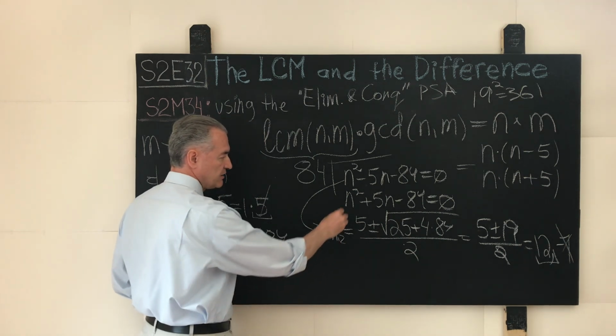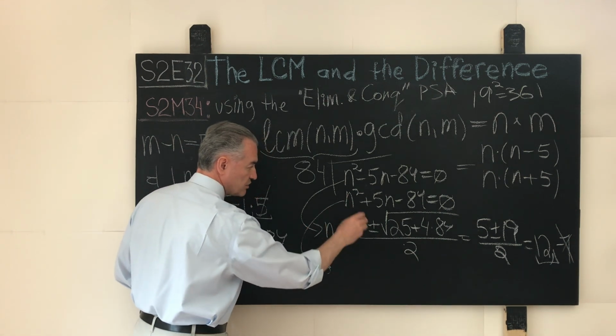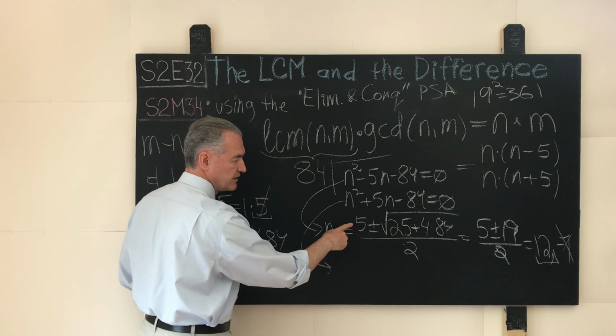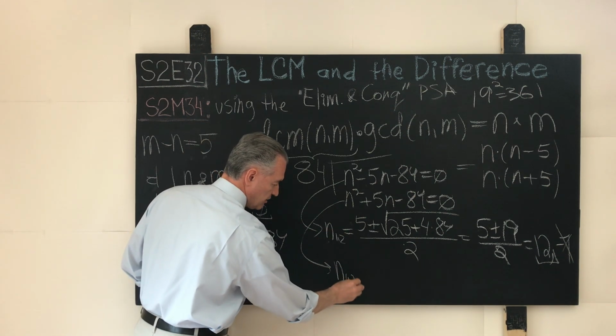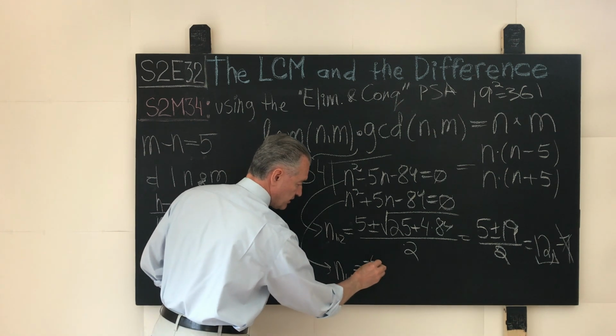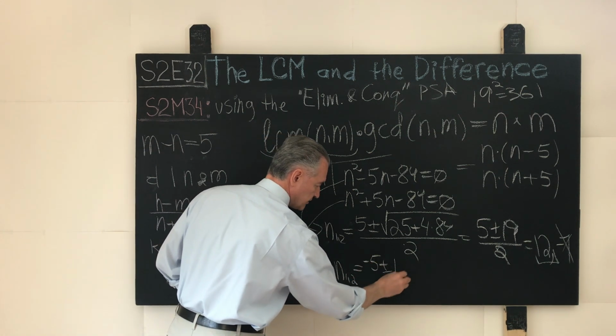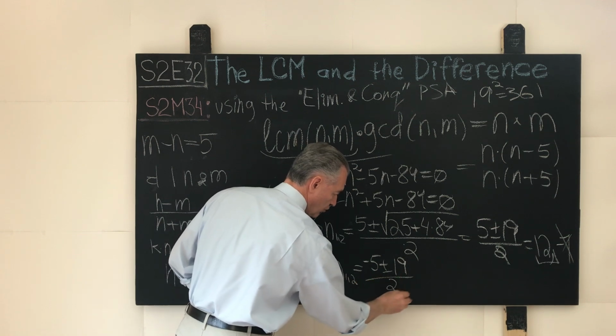And in the other case, from this equation, what we will have? The only difference will be basically negative 5 over here. So here, the possible choices will be negative 5 plus minus 19 over 2.